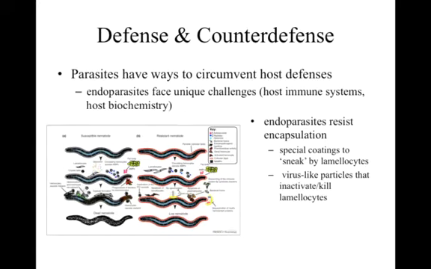So what do parasites do? What do endoparasites do to resist encapsulation? A lot of them will produce specialized coatings. They'll make cuticular lipids, these fatty chemicals that prevent the lamellocytes from binding, and that basically allows them to sneak through the process of encapsulation. Other parasites will use virus-like particles. They've actually co-opted ancient viruses that are now part of their genome, and they'll use those viruses to inactivate or kill the lamellocytes. So again, it prevents the lamellocytes from binding, and it prevents that encapsulation process.